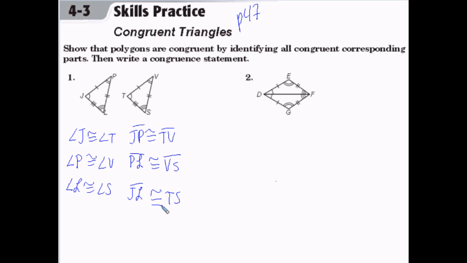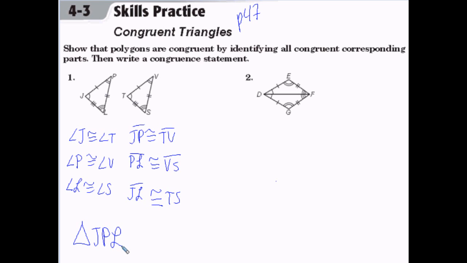Okay, so we have all the corresponding parts. Questions about that at all? Now to make our congruent statement, we're going to talk about the whole triangle. For the first triangle, it doesn't matter what order the letters are in. We can put them in any order we want. So I can call this JPL, LPJ, JLP, PJL, whatever. What order do you want those to go in? Nobody cares? Okay, I'm going to call them JPL.